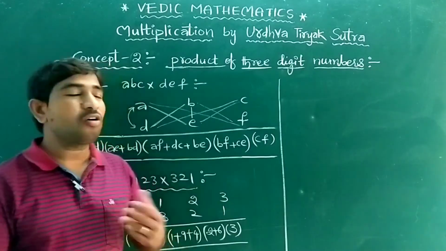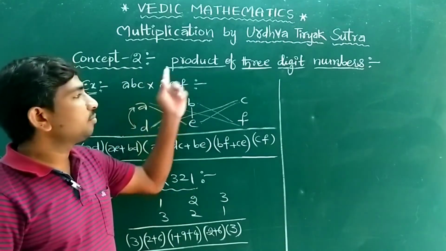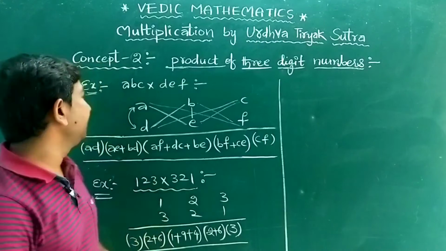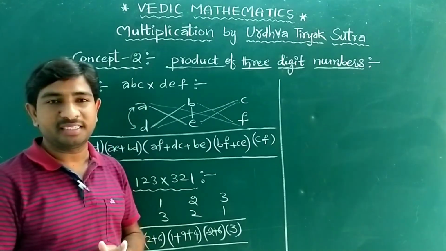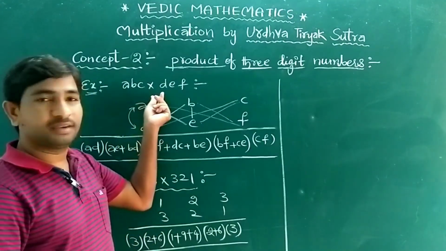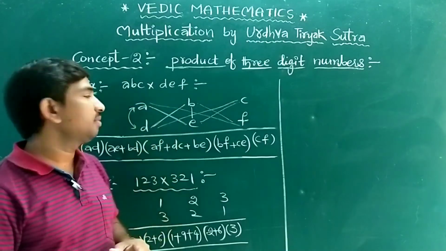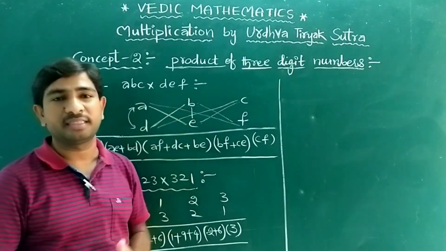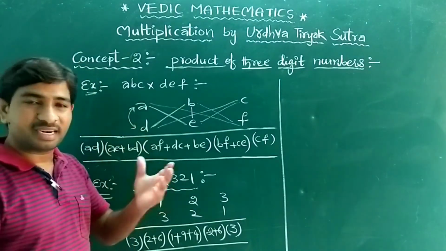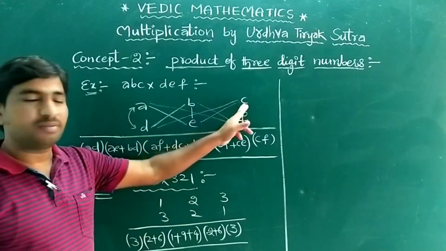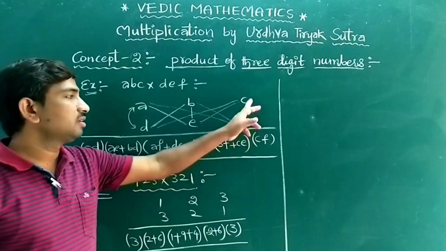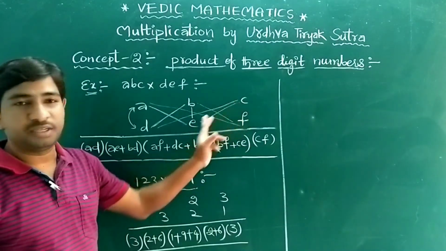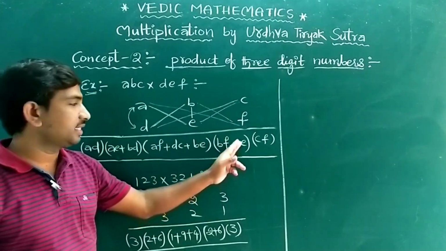Okay, the next concept 2 is the product of 3-digit numbers. How will it be? By taking the generalization formula ABC into DEF, these two are 3-digit numbers. ABC is one 3-digit number, DEF is another 3-digit number. So what is the generalization formula here? First of all, multiply the right side extreme values, C into F, CF, and B into F plus C into E. So BF plus CE is the second part.